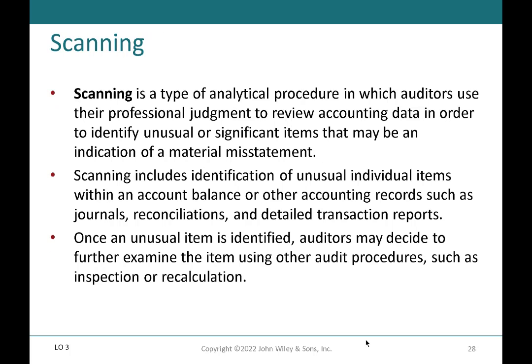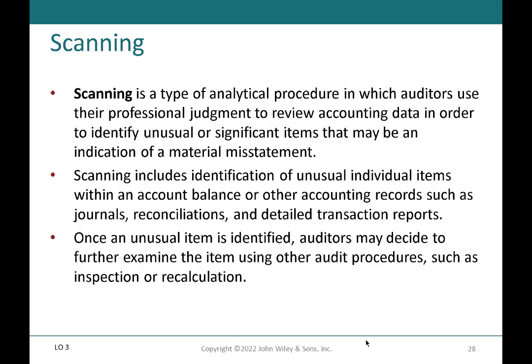The last technique I want to talk about is scanning. And basically, scanning is just looking over different entries to see if there's any unusual individual items. So maybe you're looking at the GL account for receivables, and you know most of the receivables are between like $500 and $1,000 for a company, and you see one that's like $30,000. That might jump out to your attention, so that's something worth investigating. So this is basically just looking out for unusual items.